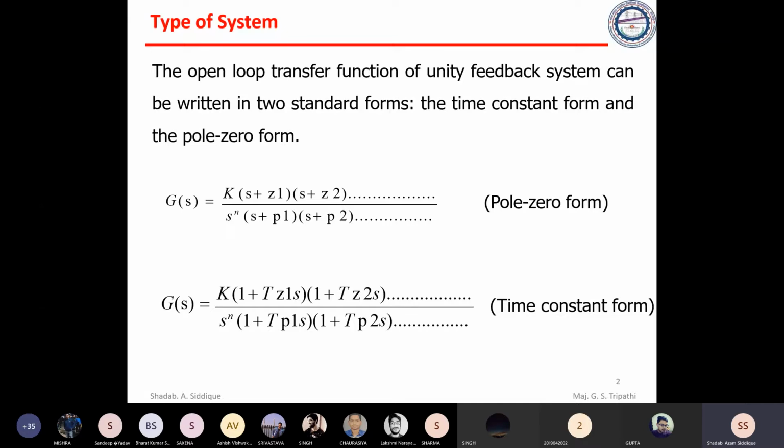and that is in the standard form, that is given by s plus z1, s plus z2, s to the power n, s plus p1, s plus p2. And if we have a square term, then that can be written as a quadratic equation that will not have a fraction. So we can write s square plus maybe a1s plus a2, we can write like this.